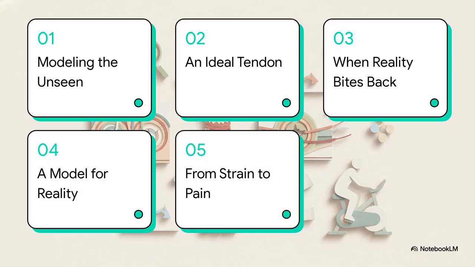Okay, so here's our game plan. First, we're going to build up the classic, perfect textbook model of a tendon. Then we'll look at how real-world data just completely blows that model apart. From there, we'll introduce a newer, much better model that actually fits what we see. And the whole time, we're going to be asking, what does this mean for our patients? How do we get from strain to pain?